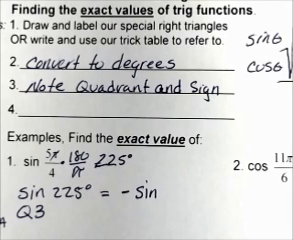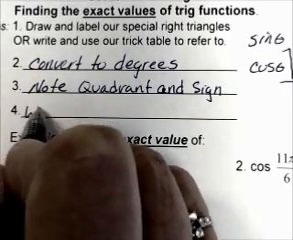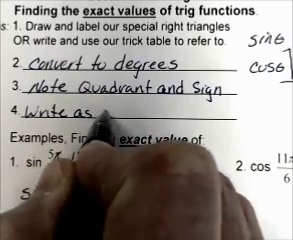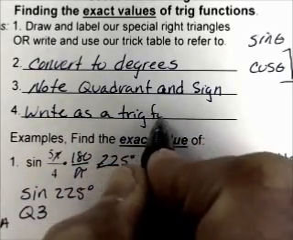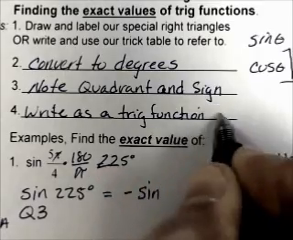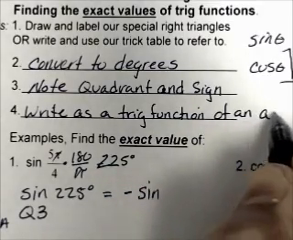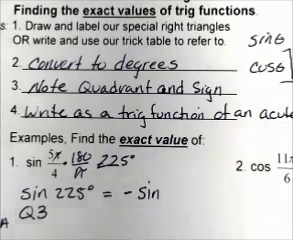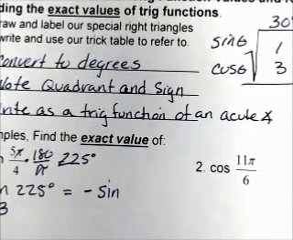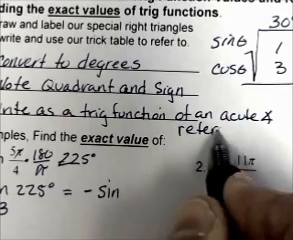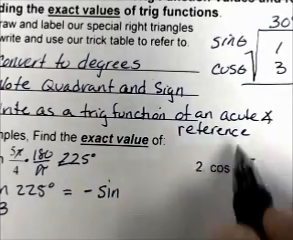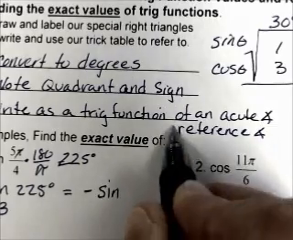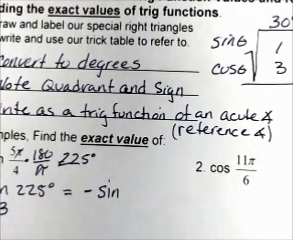And now we need to get our reference angle. So now we're going to write it as a trig function of an acute angle. I'm just writing the symbol for angle instead of writing out the word. In other words, our reference angle. Remember, our reference angles are always acute angles. So this should be familiar. We did this in Chapter 9, our last chapter.